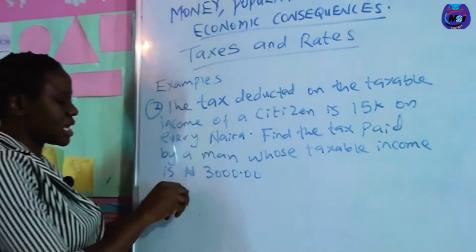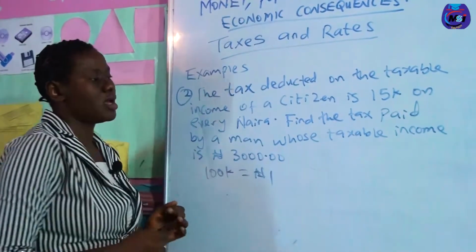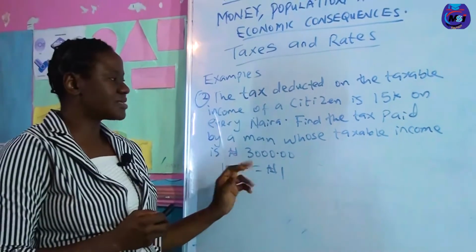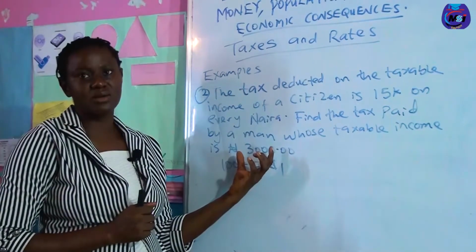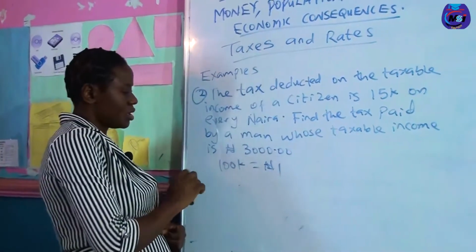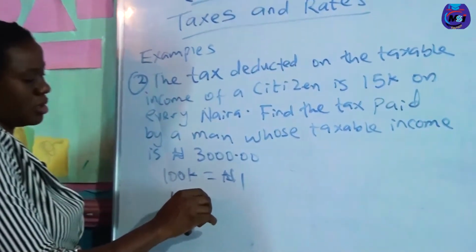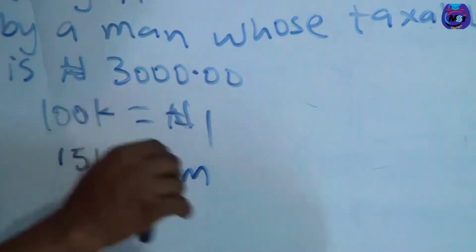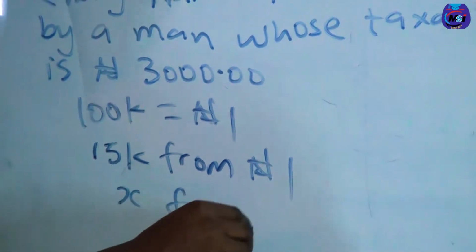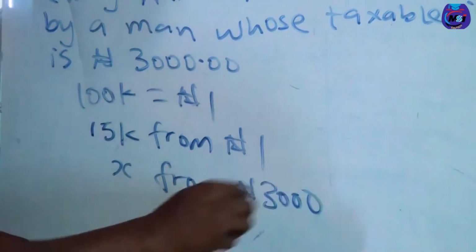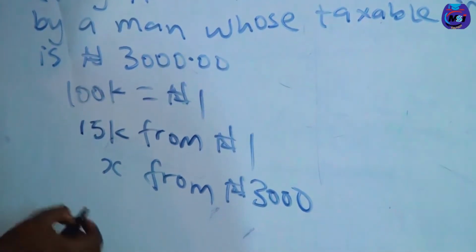Remember that 100 kobo is equal to 1 naira. So on each naira this person earns, 15 kobo is deducted as tax. So how much will be deducted on 3,000 naira? So if 15 kobo is taken from 1 naira, then how much will be taken from 3,000 naira? So what do we do? We cross multiply.